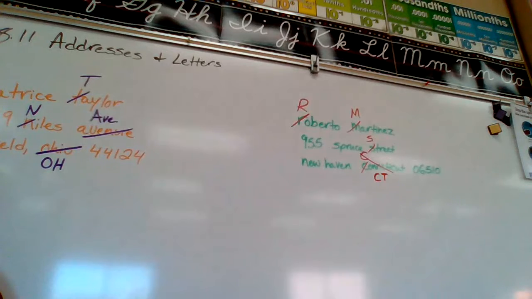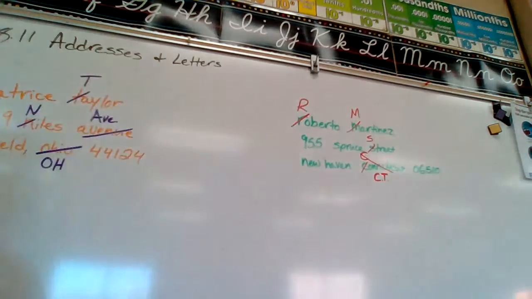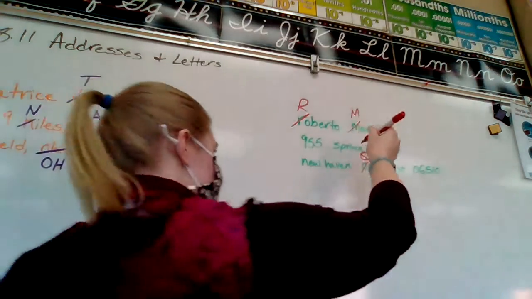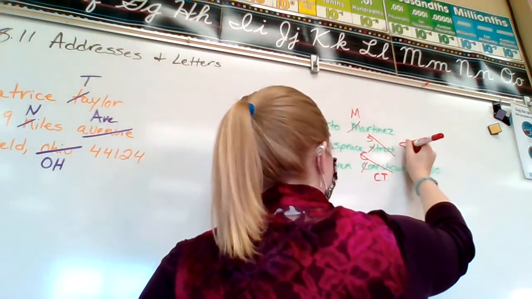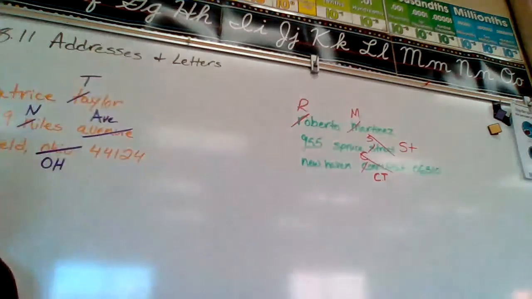Frankie? You don't have to put periods in between C and T. You can put periods in between C and T. What else? Jack L? Abbreviate street to ST. Okay, we can do the same thing to street. It's a capital S and a capital T. No, not a capital T. There you go. What else?